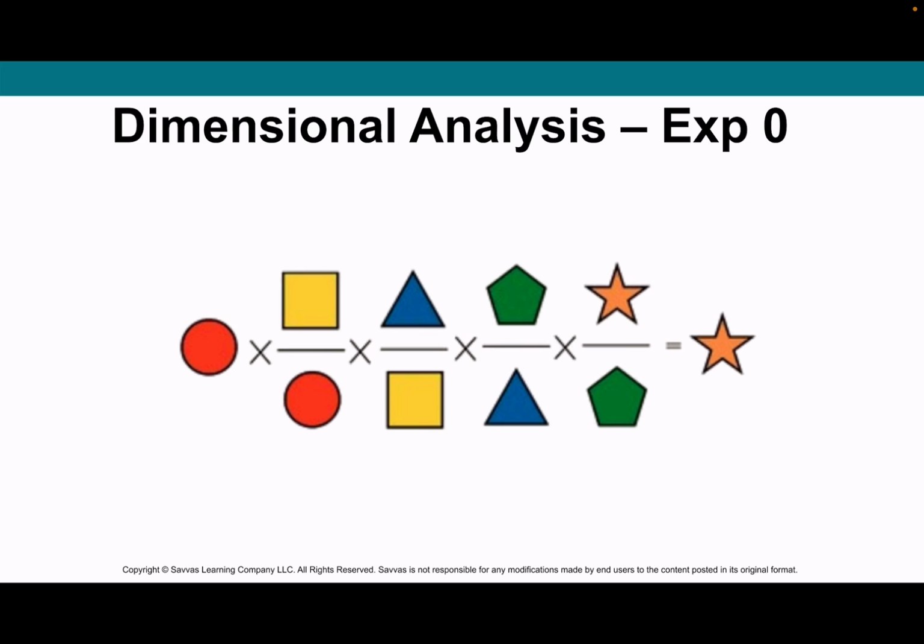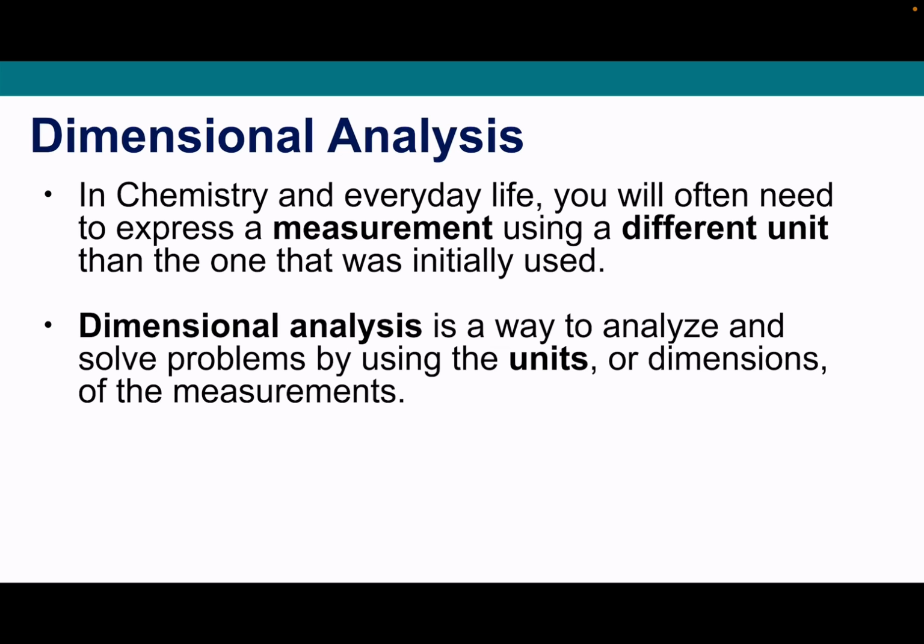In chemistry, we're going to use this process to determine how to change one unit into another unit, such as feet into miles. In chemistry, perhaps we're looking at atoms into mass in grams. So let's define what dimensional analysis is. It is something that we need to express a measurement in a different unit than the one that was initially used. Dimensional analysis is a way to analyze and solve problems by using the units, or what we call dimensions, of the measurement. This could be length, time, volume, mass, quantity, etc.